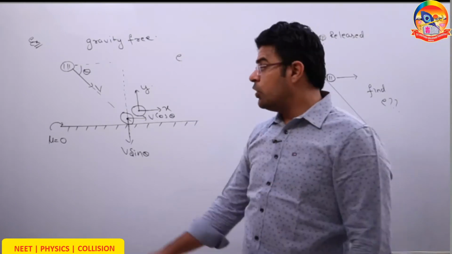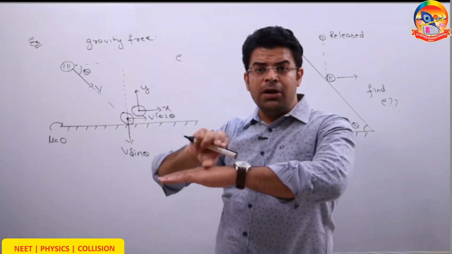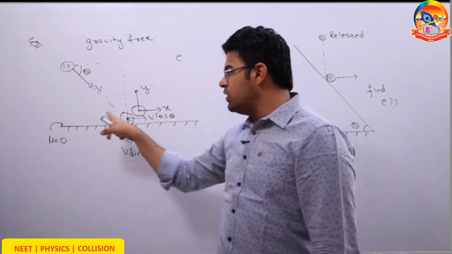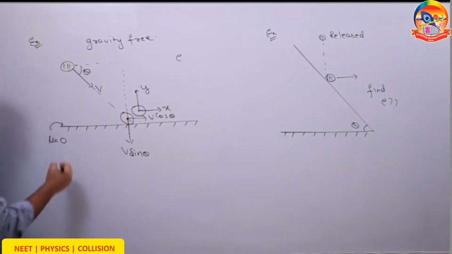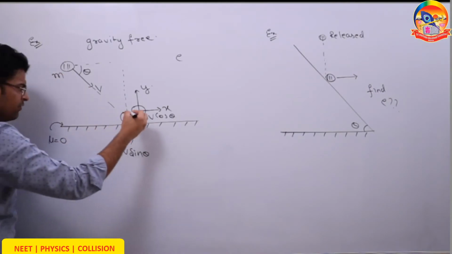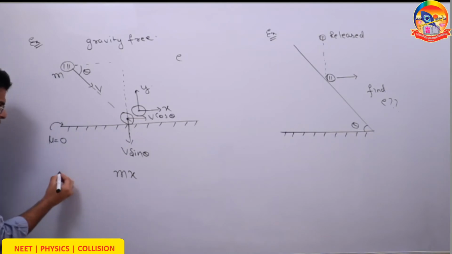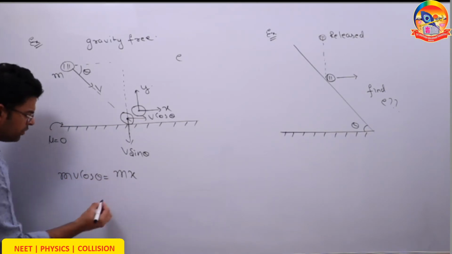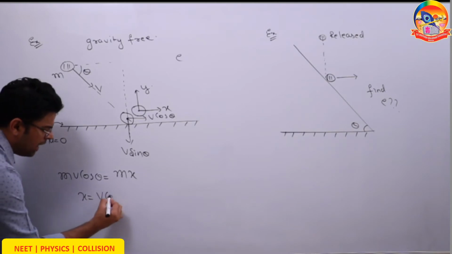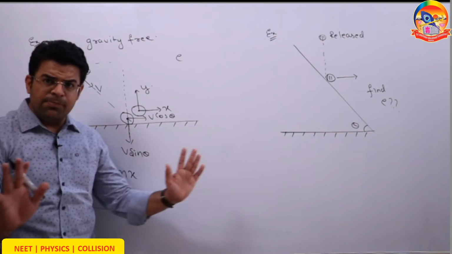Why? Because during collision, the forces act in vertical direction. This is the common normal. There is no force in horizontal direction. So you can say just after collision, horizontal momentum, let's say the mass of the ball is m, is mx. Just before collision, horizontal momentum is mv cos theta. They both have to be equal. So you can simply say the horizontal velocity after collision is the same as original, which is v cos theta. It does not change. Well begun, half done.